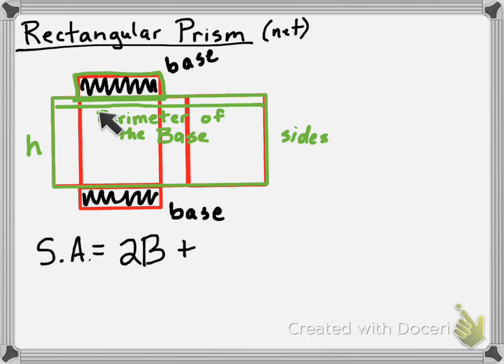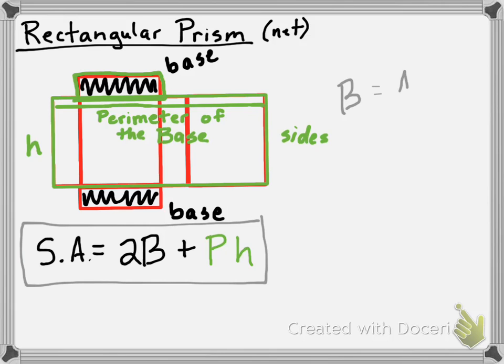So if we know that this side is the perimeter of the base and this side is the height, then how would we find the area of this rectangle? Well, we would multiply the perimeter of the base times height. And that's all we do. We find the area of the base, multiply it by 2 because there's 2 bases. Then we find the perimeter of the base and multiply it by the height of the prism. And we add those 2 numbers together. That's it.